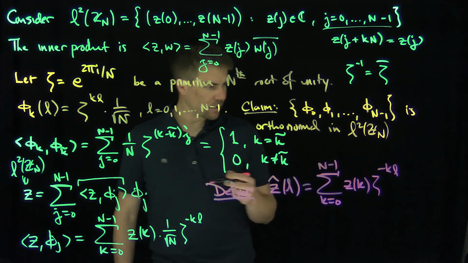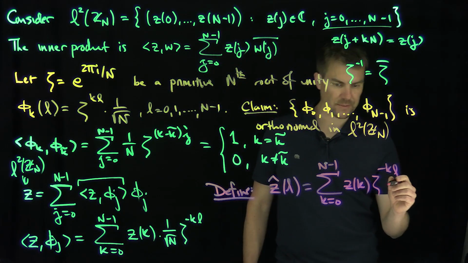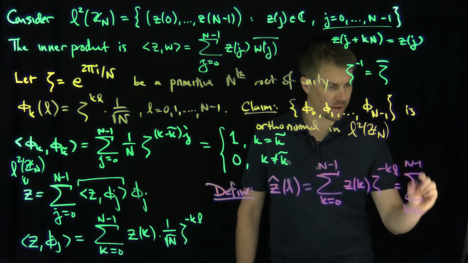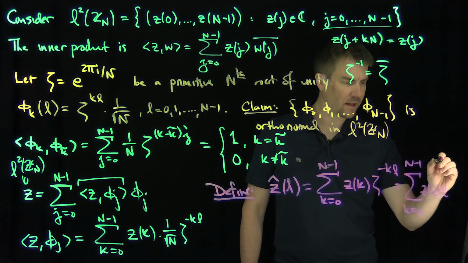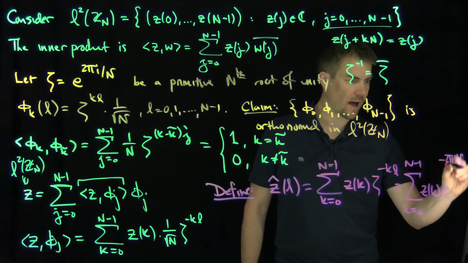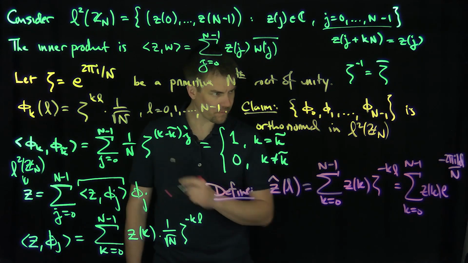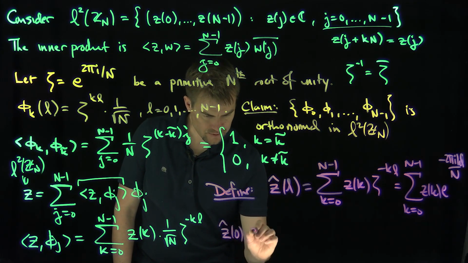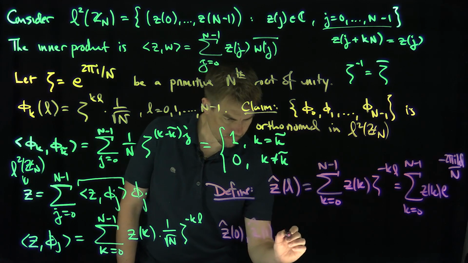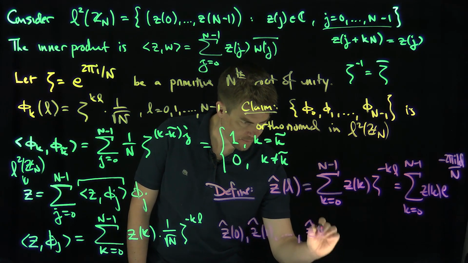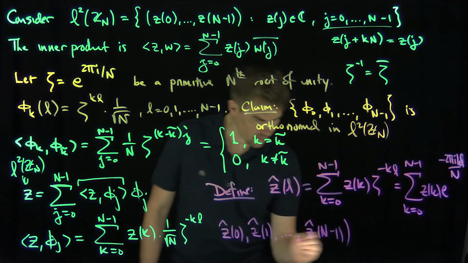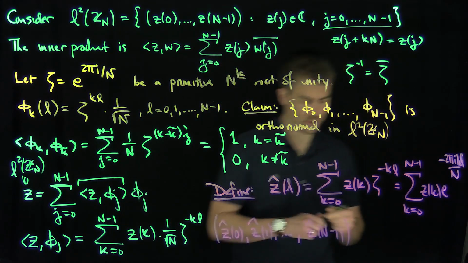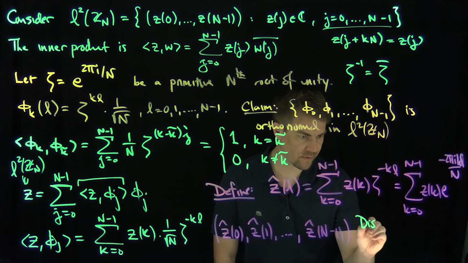And so if I want to write this in terms of just the exponentials, this would be the sum, k goes from 0 to n minus 1 of zk times e to the minus 2 pi i k L over n. And so if we write down this vector, z hat of 0, z hat of 1, up to z hat of n minus 1, this whole vector is also in L2 space, and this is the discrete Fourier transform of z.